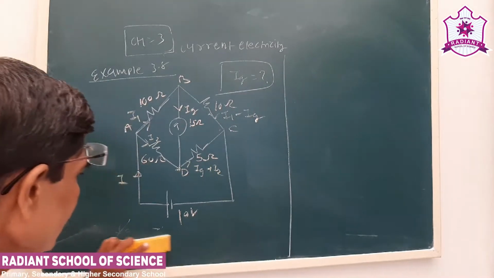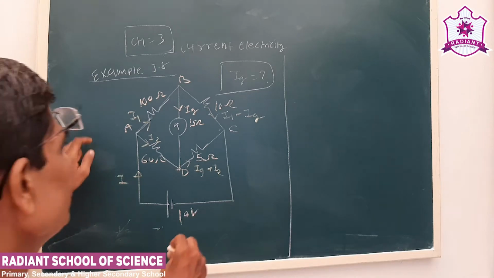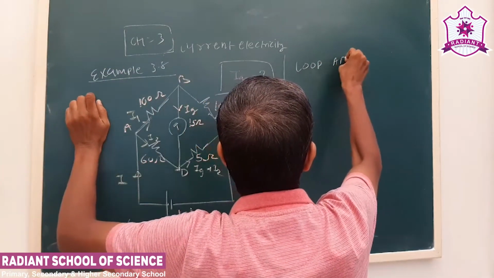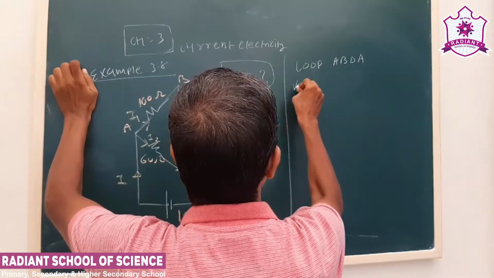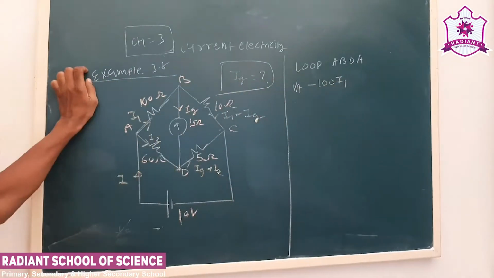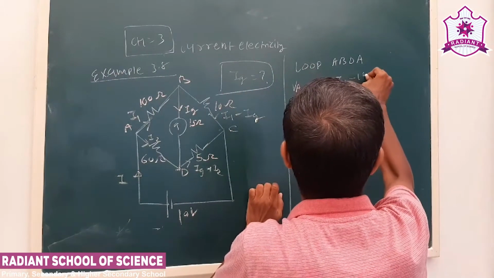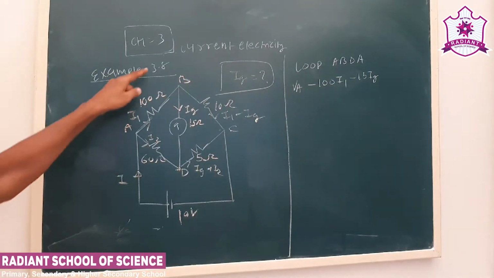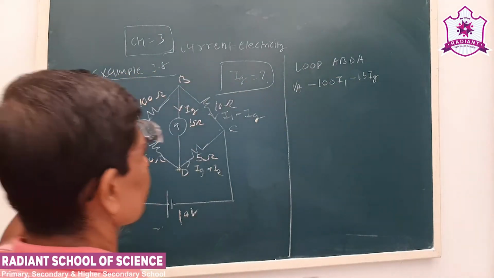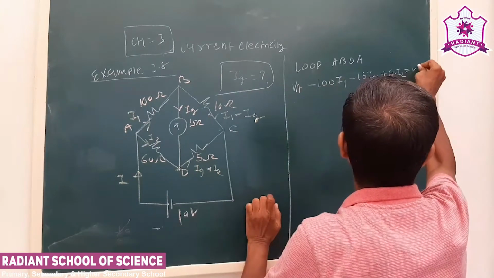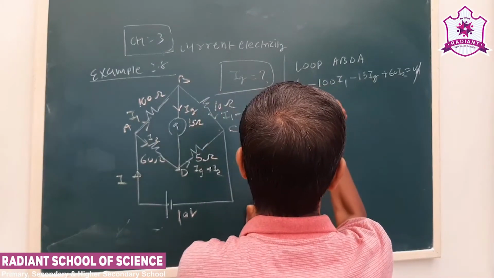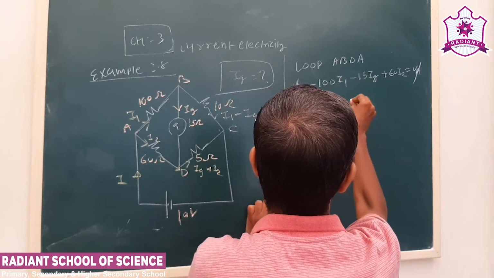Now we use loop ABDA. We write the equation for the loop ABDA in the circuit. So VA minus 100 I1, minus 15 Ig, plus 60 I2 is equal to V. So it is minus 100 I1 plus 60 I2.